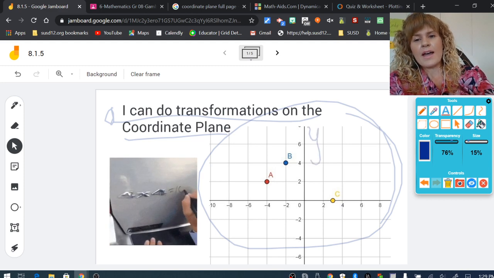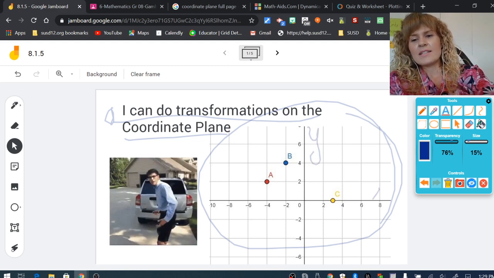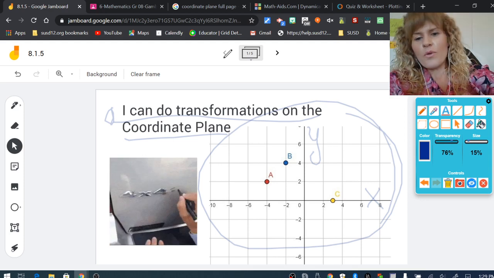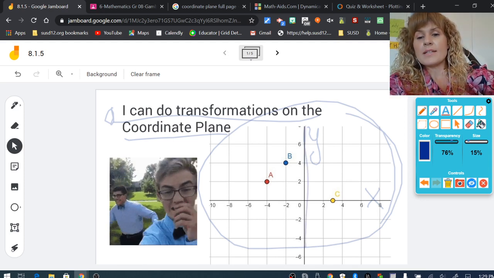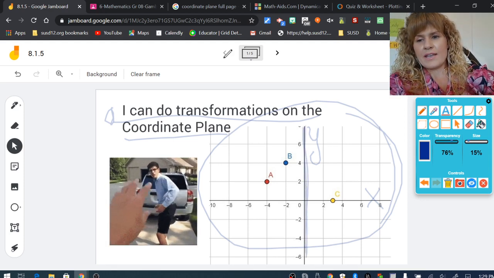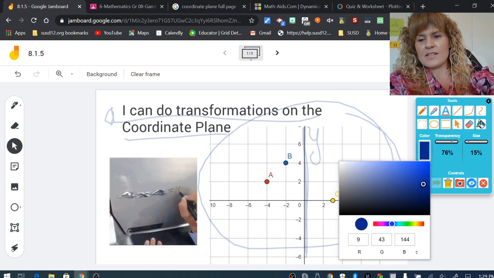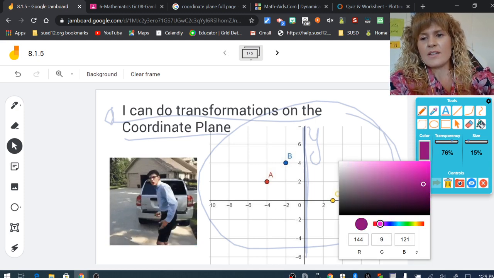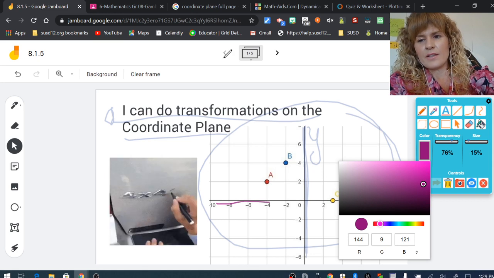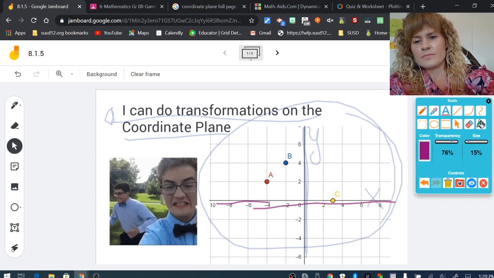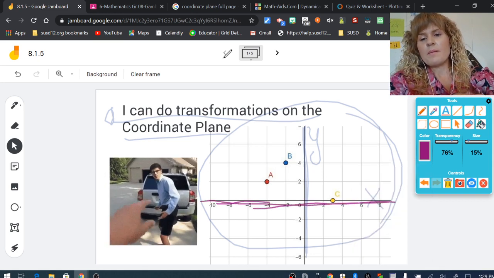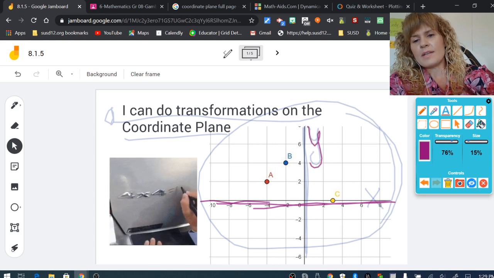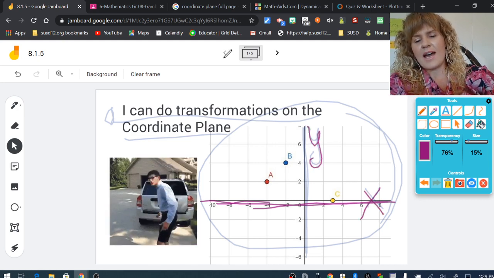There's a y-axis and an x-axis. The y-axis runs up and down vertically, and the x-axis runs side to side horizontally. Please remember, y goes up and down, x goes side to side.